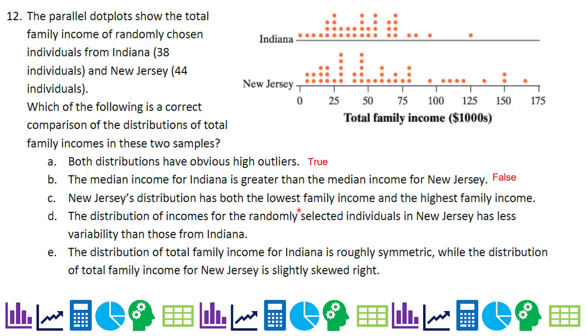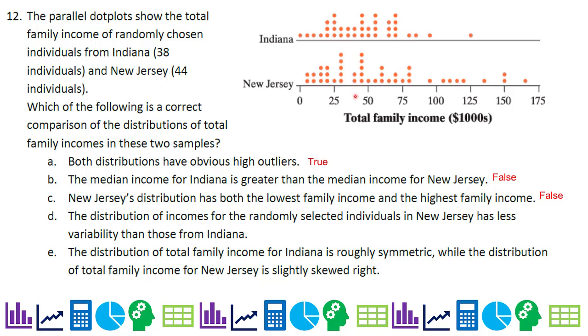All right. New Jersey's distribution has both the lowest family income and the highest family income. Well, it definitely has the highest, but Indiana's actually just a touch lower than New Jersey, so that's false. The distribution of incomes for the randomly selected individuals in New Jersey has less variability than those of Indiana.